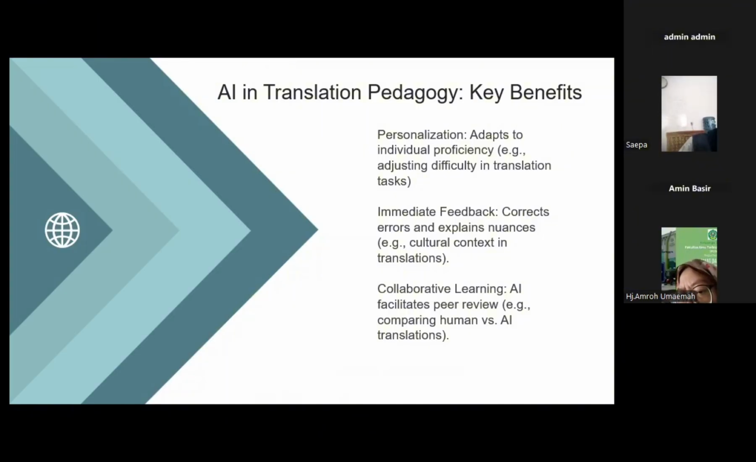So solution there cannot be translated as solusi because it will have a totally different meaning. So it's out of context. So it is important for you to find out the context. What are we going to translate?